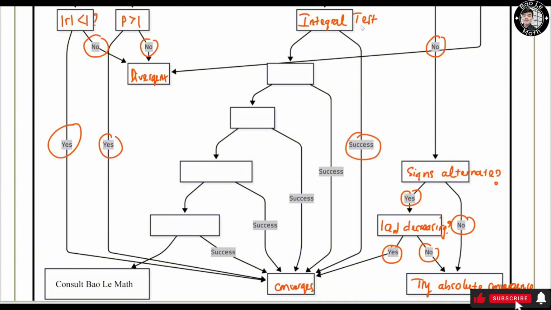If you cannot use the integral test, think about the ratio test. If you succeed, the series converges. If you cannot use the ratio test, think about the root test. If you succeed, the series converges. If not, think about the direct comparison test. If you succeed, the series converges. If not, think about the limit comparison test. If you succeed, the series converges.